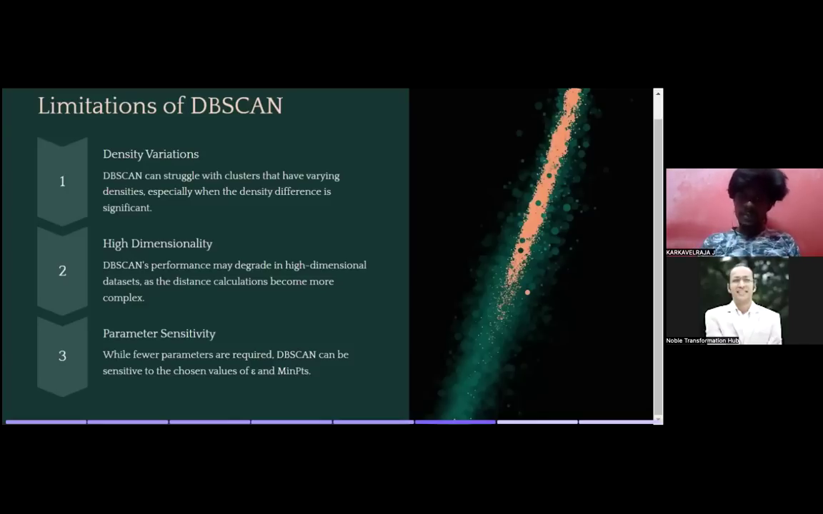Since it has two parameters, a mild change in any one parameter can lead to a completely different model, completely different error. That's the reason you need to properly fine tune these two parameters. So these are the limitations: density variations, high dimensionality, and then parameter sensitivity. Hope you can understand. Sir, over to you.